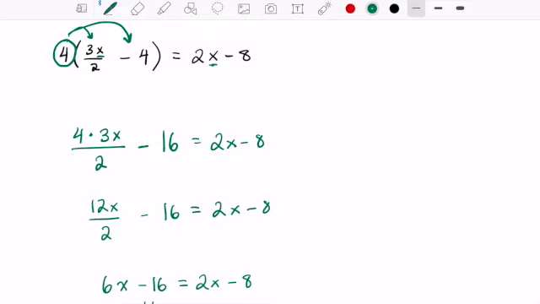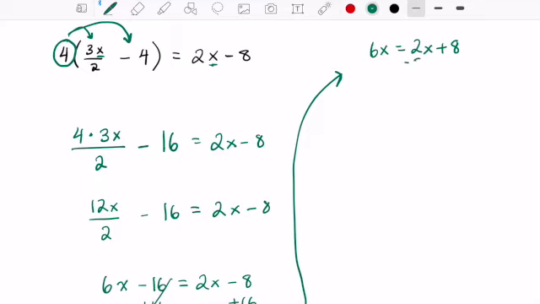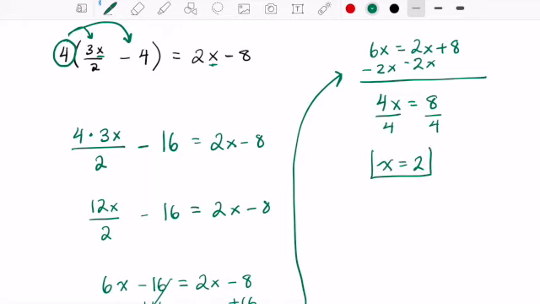I'm going to add 16 to both sides. That's going to cancel. I'm left with 6x equals 2x plus 8. Now I want to get my variables on one side and all my numbers on the other. So I'm going to subtract 2x from both sides. That gives me 4x equals 8. I'm going to divide both sides by 4, and I get x equals 2.